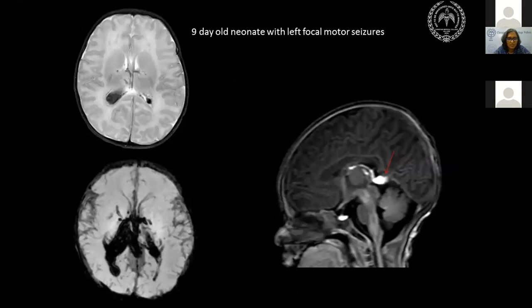So this is a 9-day-old neonate with left focal motor seizures. T2 scan, SWI and T1. On the T2 scan, we can see that there's a loss of normal flow void in the internal cerebral veins. There's intraventricular hemorrhage, and hemorrhage along the ventricular margins. On the SWI, you can see that the internal cerebral veins appear more prominent, with extensive intraventricular hemorrhage. On T1, again, we see T1 hyperintensity in the internal cerebral veins and the vein of Galen. This was a case of venous sinus thrombosis.